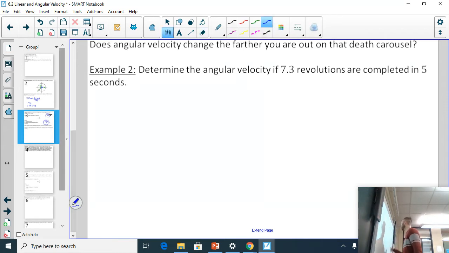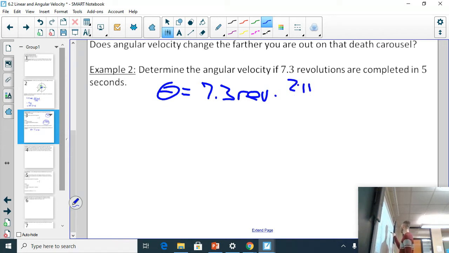well, first of all, we need theta in radians, right? So to get that, we need to do 7.3 revolutions times 2 pi radians, right? And if you just want to times it by 2 pi, because every revolution is 2 pi and that makes sense to you, that's totally fine. I'm just doing this because we're going to need it a little later on in this section to get used to it. So 2 pi radians per 1 revolution.